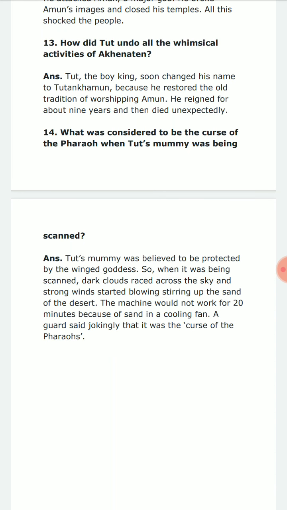So I repeat, Tut, the boy king, soon changed his name to Tutankhamun because he restored the old tradition of worshipping Amun. He reigned for about 9 years and then died unexpectedly, under mysterious circumstances, as you know by this time.